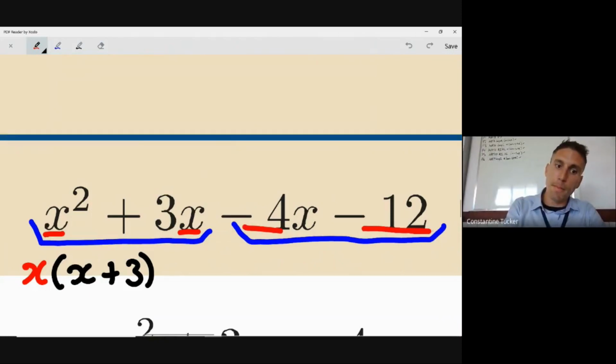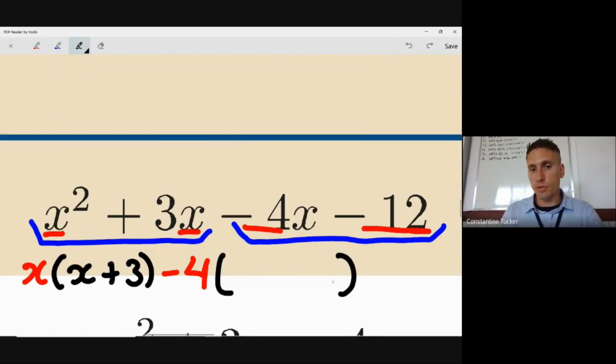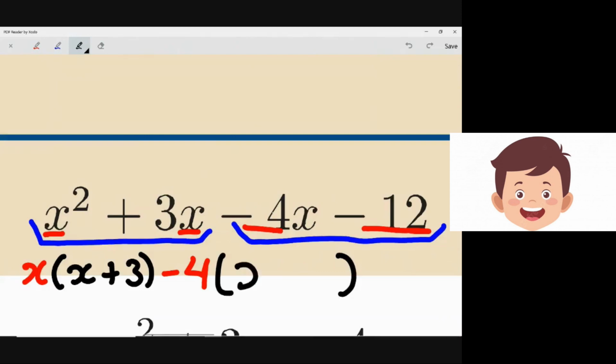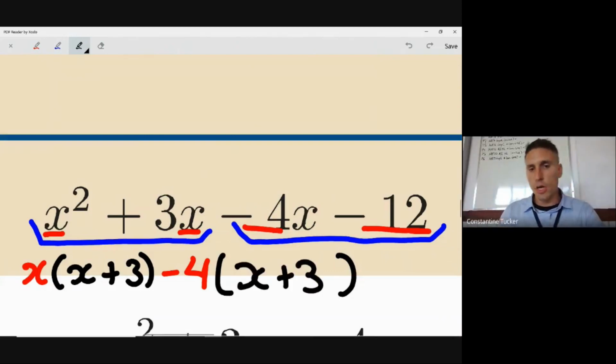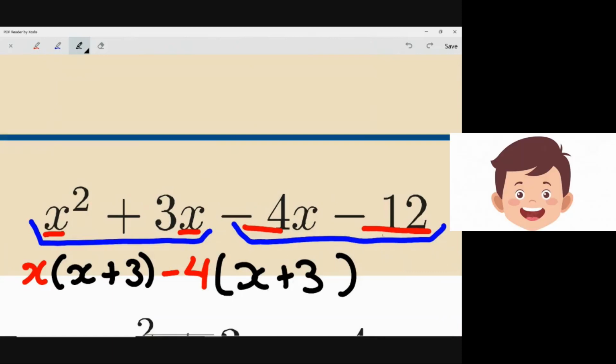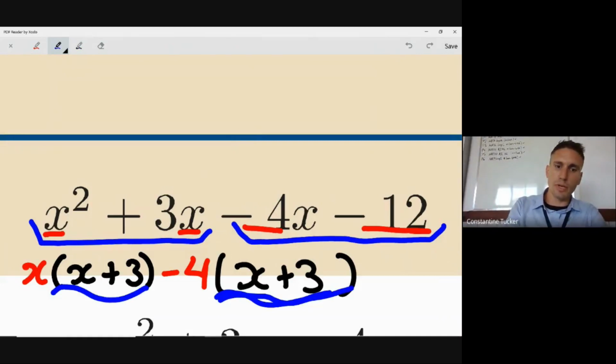Exactly, here minus 4 will have to be a common factor because this is minus and that's minus. And then we'll open the pair of brackets, but inside the pair of brackets, everything will change. So minus 4 times x would give us minus 4x. And then the answer would be x plus 3 in brackets, and then in another pair of brackets, x minus 4.